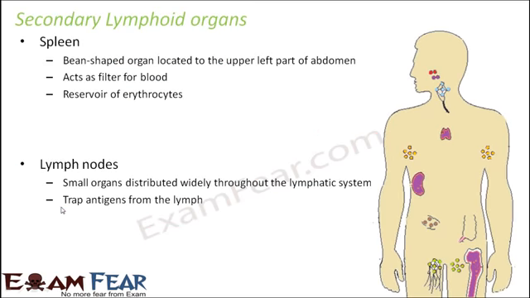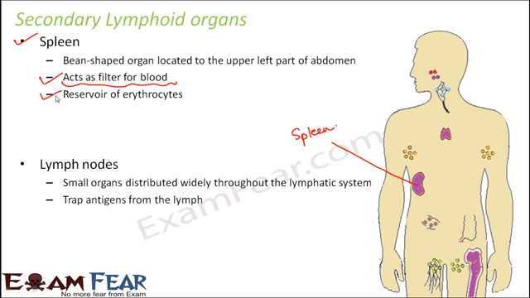Now let us talk about the secondary lymphoid organs. So the first organ that we will talk about is the spleen. So what is spleen? It is a bean-shaped organ located to the upper left part of abdomen. So here this organ is spleen. So this acts as a filter for blood, and it is also a reservoir of erythrocytes.